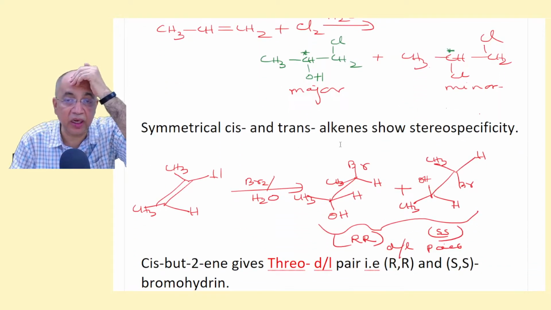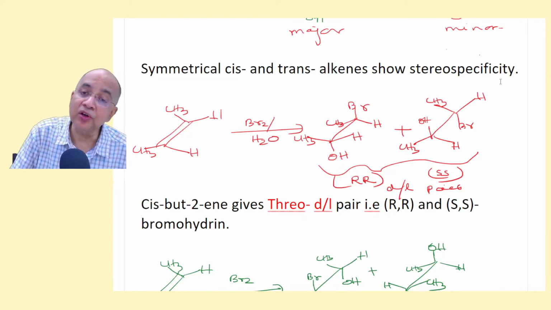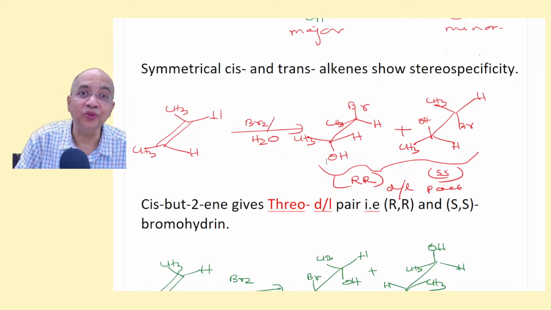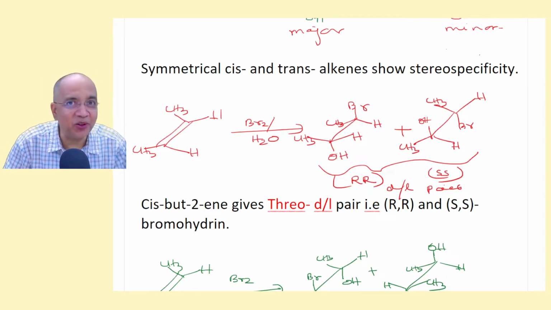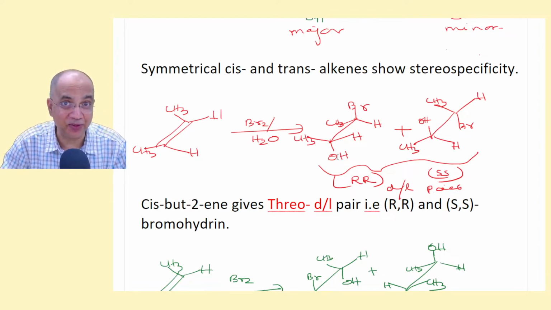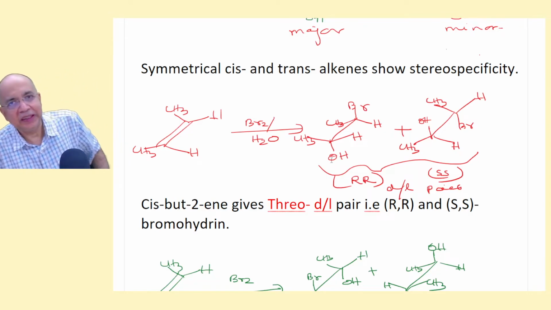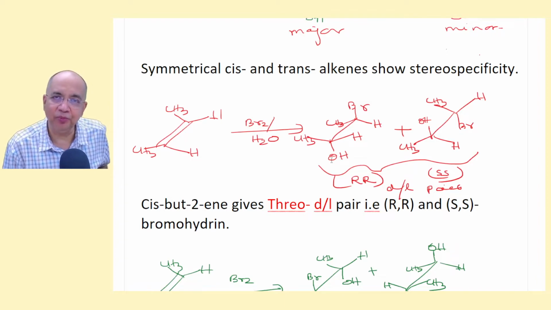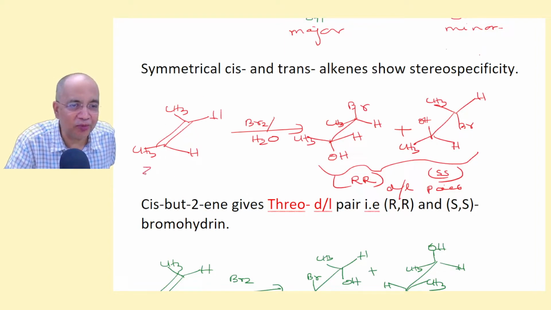Symmetrical cis-trans alkenes, for example but-2-ene, also show stereospecificity. I am just showing you. You might be a little intrigued, but unless you do it and find the configuration, you will not be convinced, perhaps. But I think some of you are so expert in all this, you can understand before I tell, right? Now this you are taking, this is Z but-2-ene, and you are brominating.